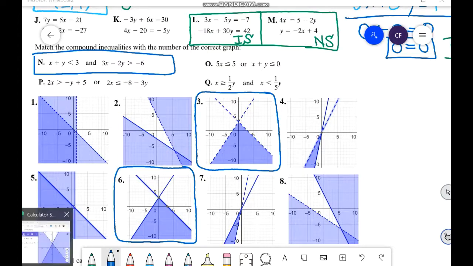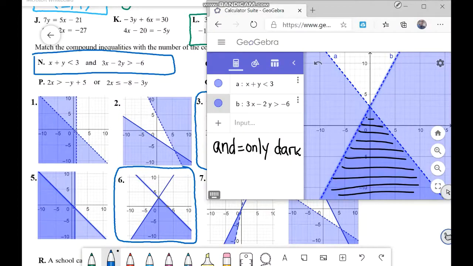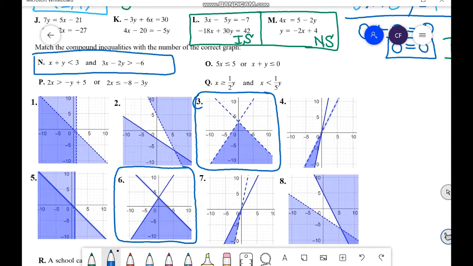If you compare with the solution that we found, check that the lines are dashed, because here it is just less than and greater than. It's not less than or equal, it's not greater than or equal. Lines dashed is just number 3. The answer is going to be number 3.